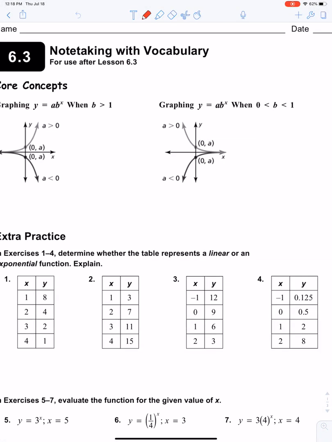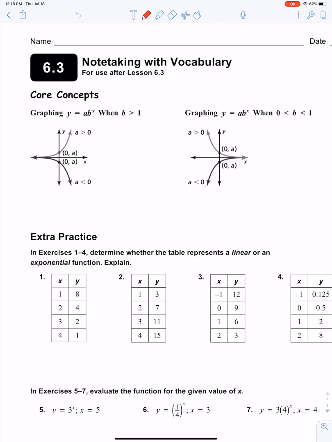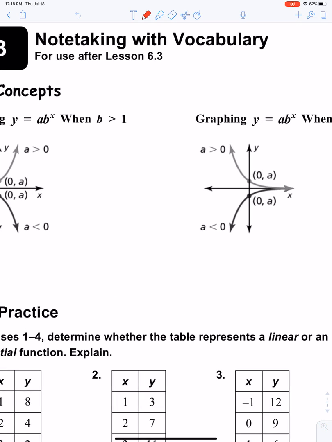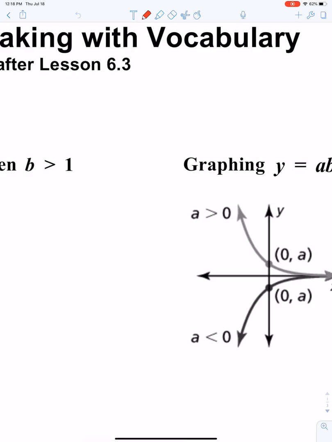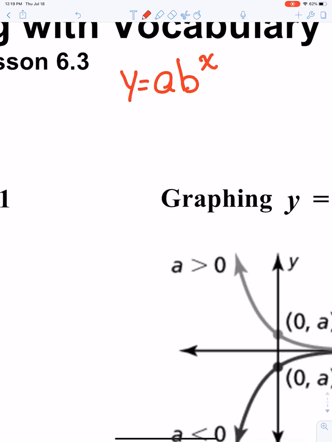Hey guys, so today we are going to talk about exponential growth and exponential decay. So right away you should be noticing the equation y equals a times b to the x power. Y equals a times b to the x power. Within this equation, a is the initial amount of whatever it is that you have.